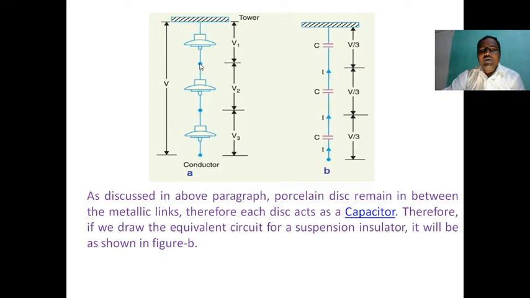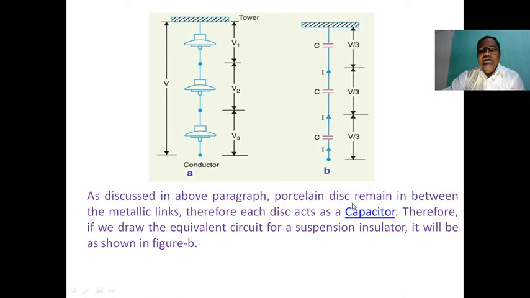If you use 4 discs, the potential distribution is V by 4, V by 4 and V by 4. If you use 5 insulators, the distribution is V by 5, V by 5 and V by 5. So how can you achieve this? Normally it is impossible. The disc nearest to the conductor has more voltage: V3 is greater than V2, which is greater than V1.